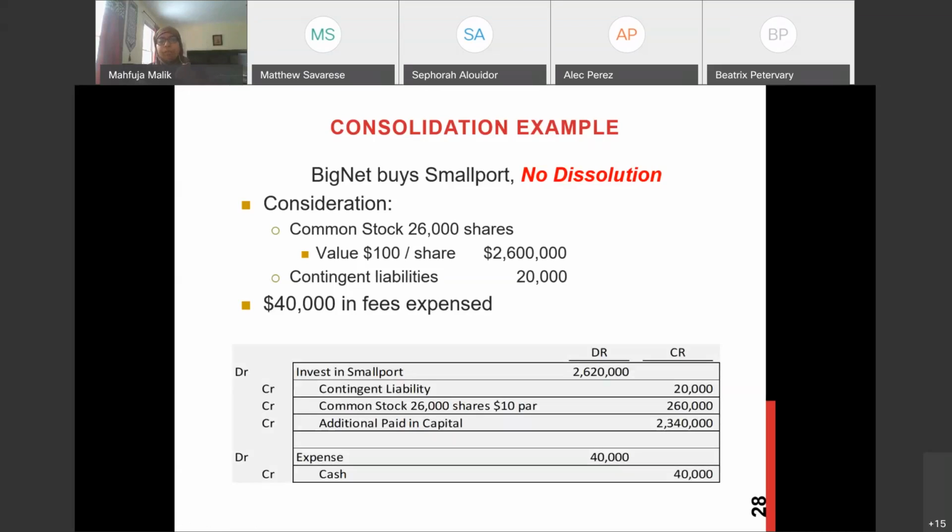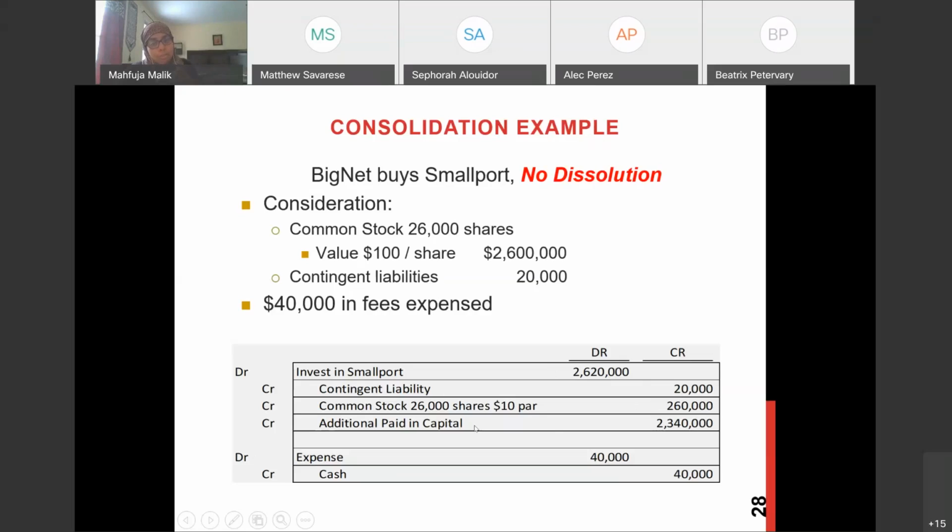Now I told you that initially you will just show it as an investment. So what the parent company, Big Net, will do is debit investment in the small company. This is their total purchase price, 2,620, both together, and they will credit what they are paying. They're not paying any cash, it's fine. They issued stocks, 26,000 shares, $10 per share. You have to credit this.